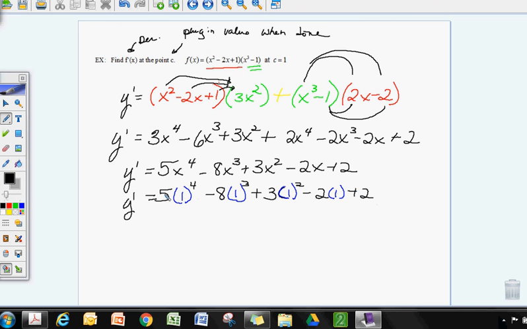Okay, so let's do the math. 5 minus 8 is negative 3. Negative 3 plus 3 is 0. 0 and negative 2 is negative 2. Negative 2 and 2 is 0. My slope turned out to be 0. That is my derivative.